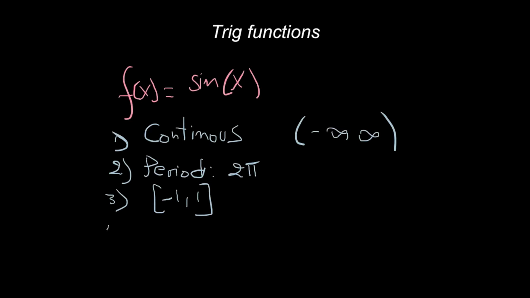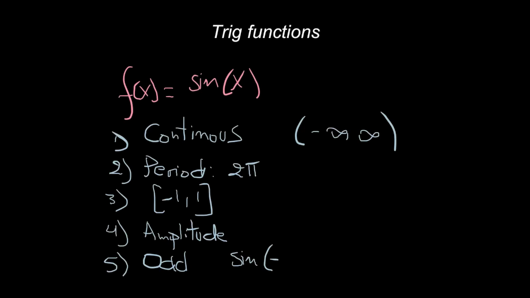The amplitude of the function is going to be 1, and it's an odd function. What that means is that if you take sine of negative x, that should be negative sine of x.